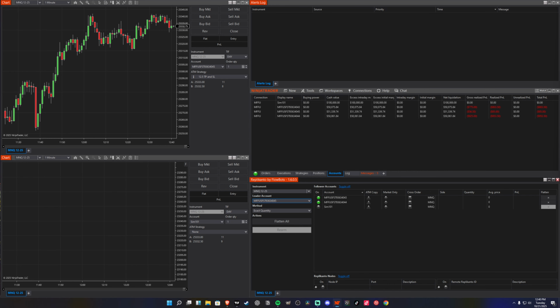So I leave it minimized in the back. I haven't had any problems with it in the past, so I was like, you know what? I trust it. I'll let it run. Let it do its thing, right? It's always copied execution perfectly.